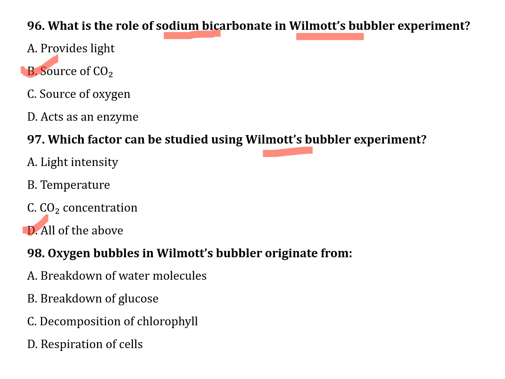The next question, number 98. Oxygen bubbles in Wilmot's bubbler originate from option A, breakdown of water molecule, option B, breakdown of glucose, option C, decomposition of chlorophyll, option D, respiration of cell. Correct answer is option A, breakdown of water molecule.